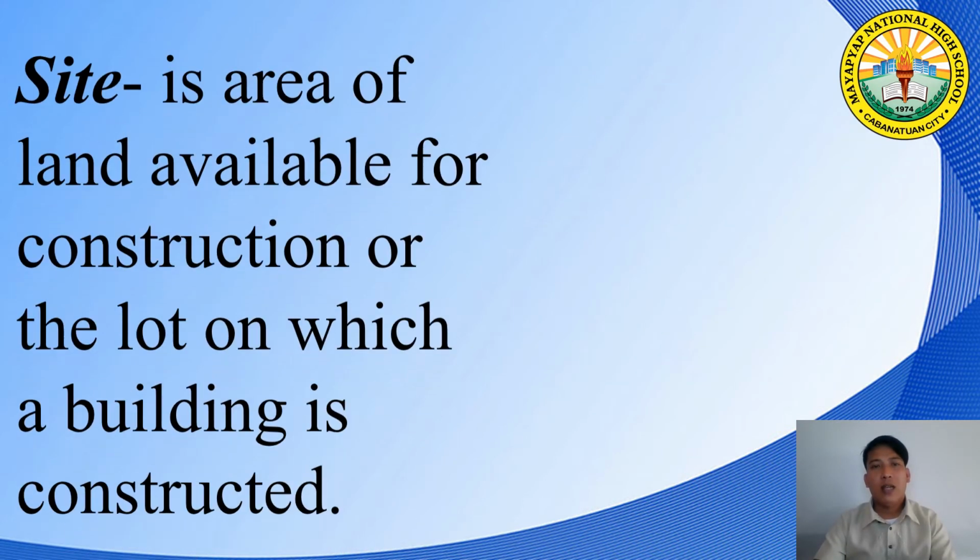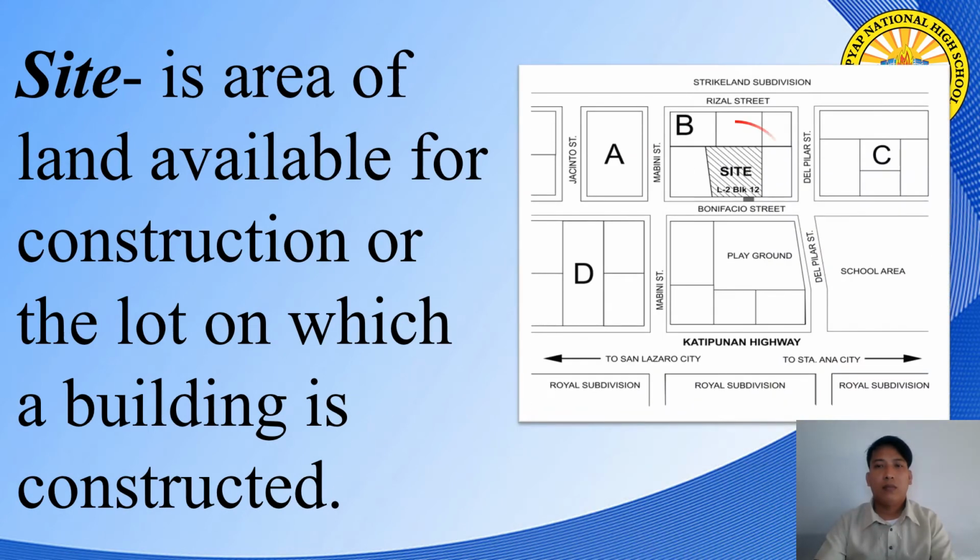Next one is site. Site is area of land available for construction or the lot on which the building is constructed. The building site may be a single lot, a series of lots, or a subdivision. A lot is a piece of ground of a specific size.